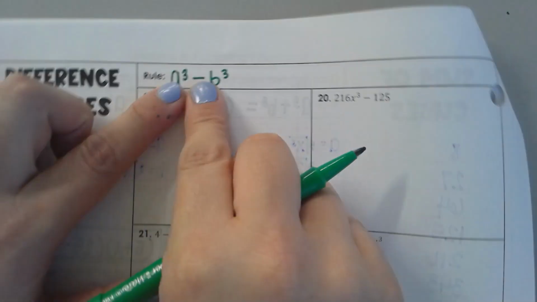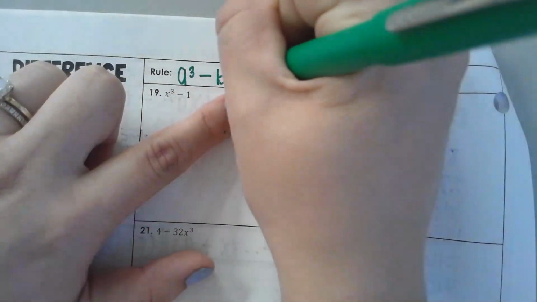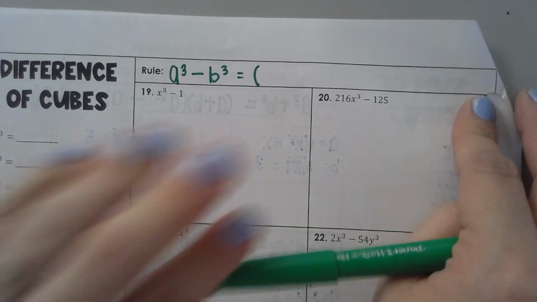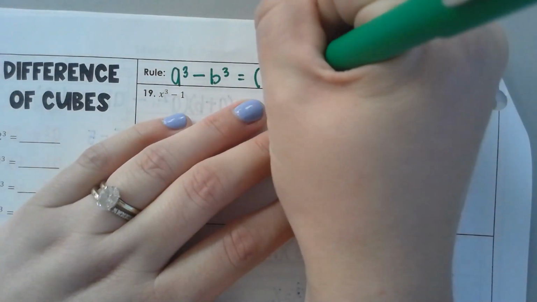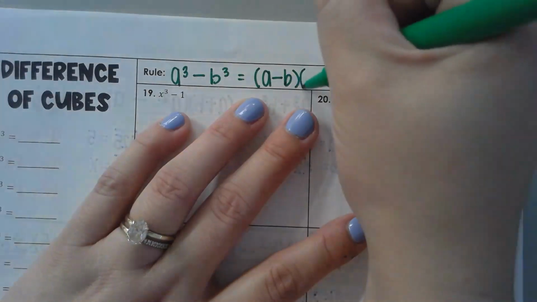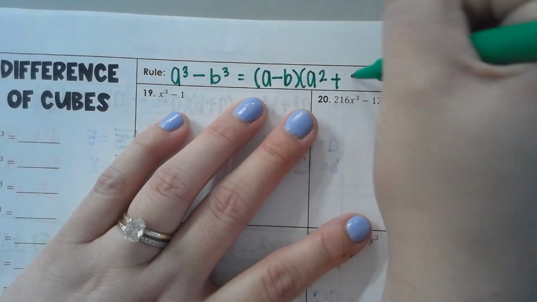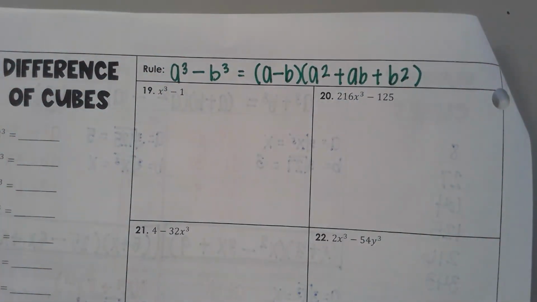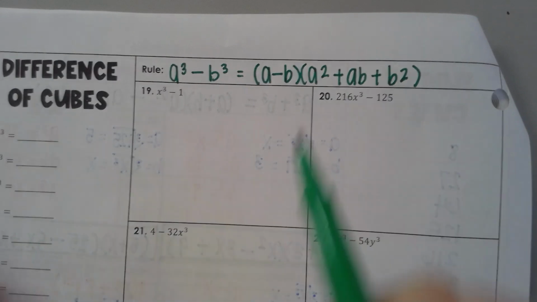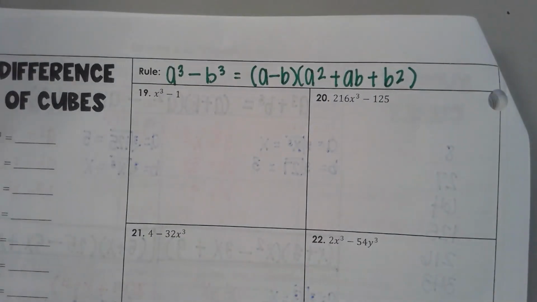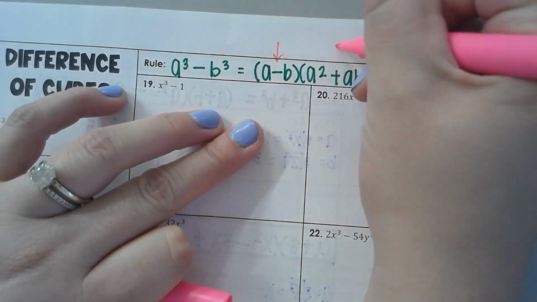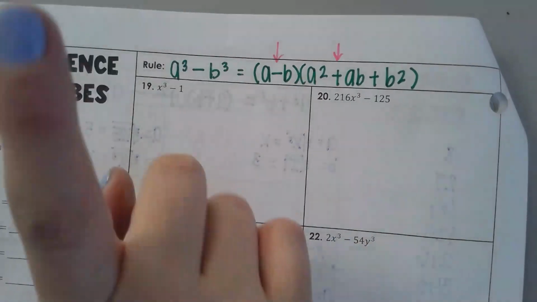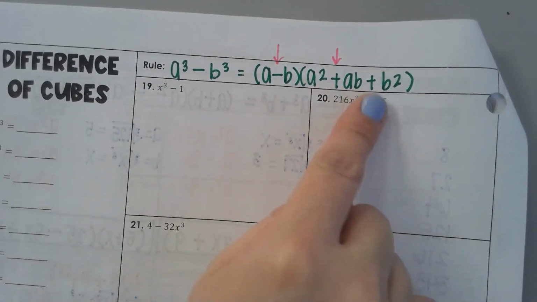So if we have two perfect cubes, but there's a subtraction sign, the only difference is the first two signs are switched. So it's a minus b, a squared plus ab, and the last one stays b squared. So the process is exactly the same. It's just these two signs are switched. If it starts with the minus, it's minus plus. If it starts with a plus, it's plus minus, and they both end with a plus.